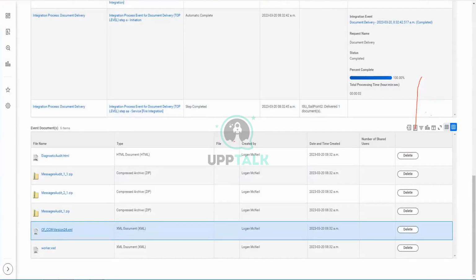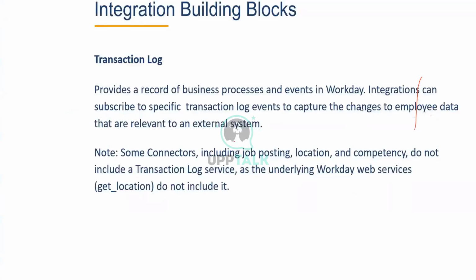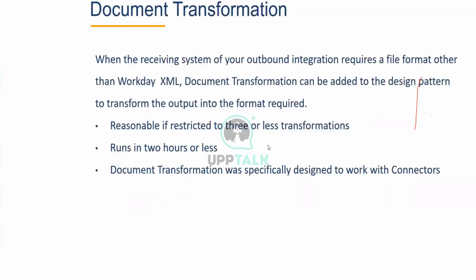Next part of our integration is document transformation. When the receiving system of your outbound integration requires a file format other than Workday XML, then you need to have a document transformation. Document transformation can be added to the design to transform the output into the format required.